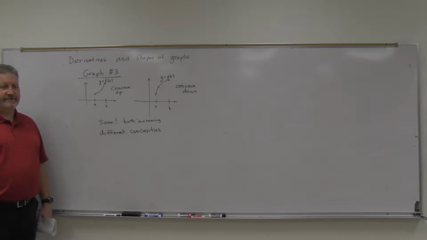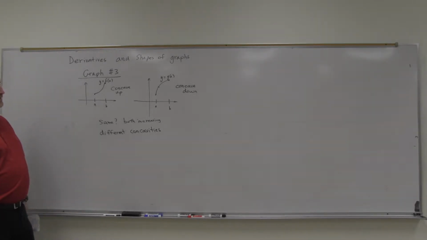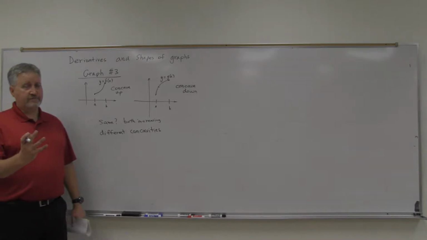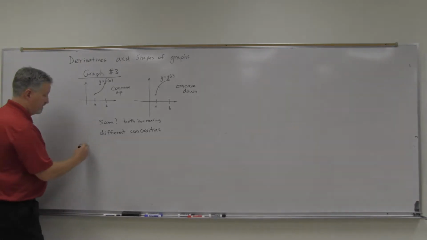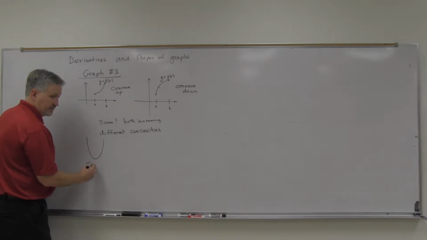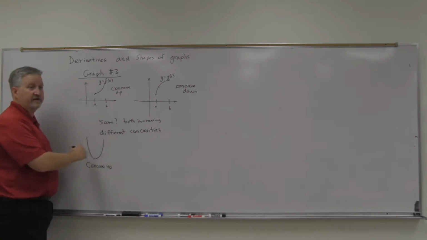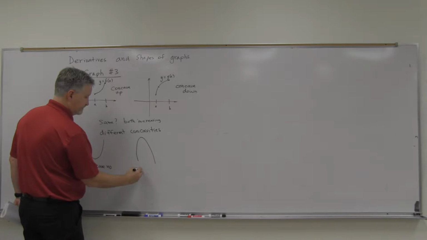It can be a little difficult detecting whether something is concave up or concave down. So let's just talk about that a little more. A good example is the parabolas. An opening up parabola is concave up. So that's another example of a parabola that opens up. That's concave up. The whole thing is concave up. And this one's concave down.